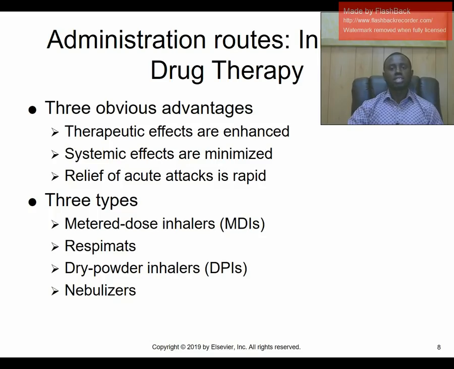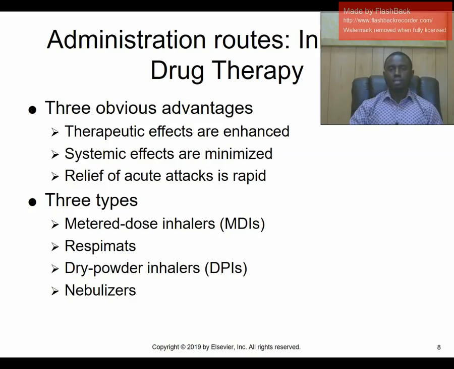This reduces the systemic effects by minimizing drug levels in the blood and also facilitates rapid relief because it doesn't have to go through the pharmaceutic phase and then the pharmacokinetic phase. Because the drug skips the pharmaceutic phase and the first pass effect, it has a higher bioavailability. So there is a higher percentage of the drug that is going to be available to act on the sites.